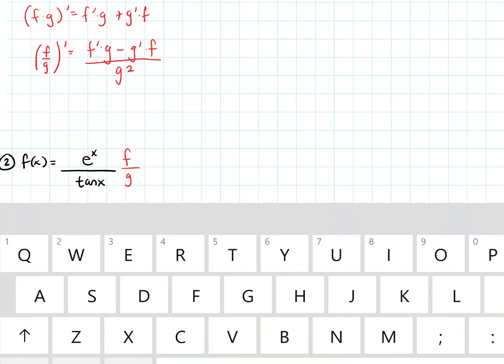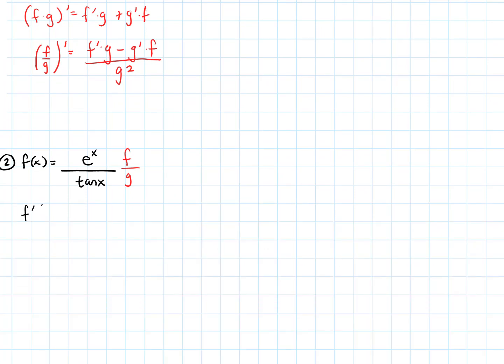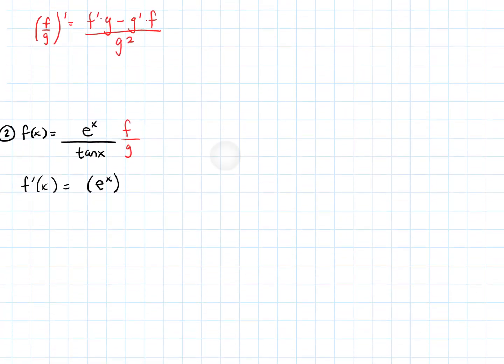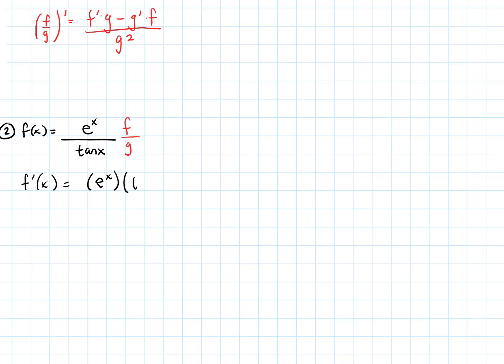So f prime of x is equal to the derivative of f. The derivative of e to the x is just e to the x. So that's going to become e to the x times the tangent of x, minus the derivative of the tangent of x, and we just proved that that was equal to the secant squared of x, times f of x, so times e to the x, all over the tangent squared of x.